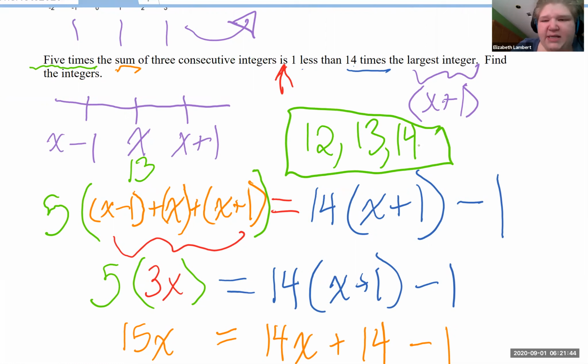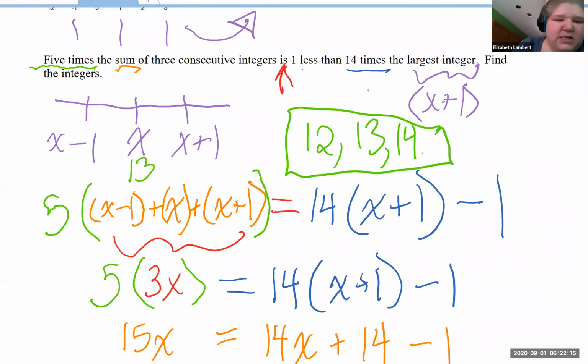So if I add these guys up, it's basically 13 times 3, 39. And then I multiply that by 5. And then over here, 14 is the x plus 1. So 14 times 14, 196 minus 1 is 195. And over here we had 5 times 39, 150, plus 45, 195. So it works. So we have found the answer.